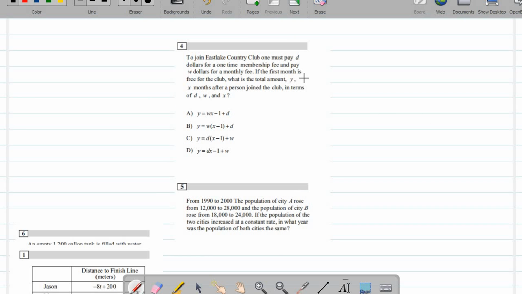Say to join East Lake Country Club, one must pay D dollars for a one-time membership fee and pay W dollars for a monthly fee. If the first month is free for the club, what is the total amount Y, X months after a person joins the club, in terms of D, W, and X?